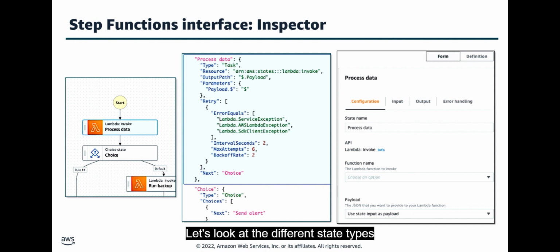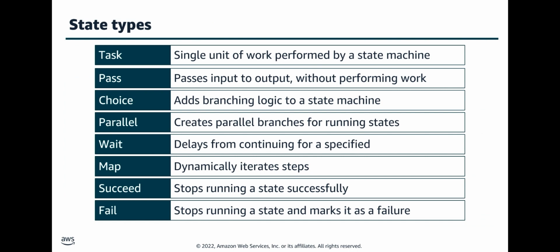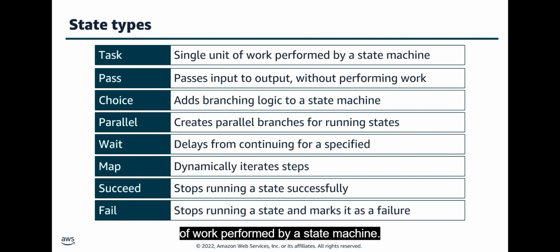Let's look at the different state types that are available and the functions that they perform within the Step Functions service. Each state has a different function. A task state is a single unit of work performed by a state machine. All work in a state machine is done by tasks using an activity or Lambda function. A pass state passes input to output. As an option, you can add fixed data into the output.